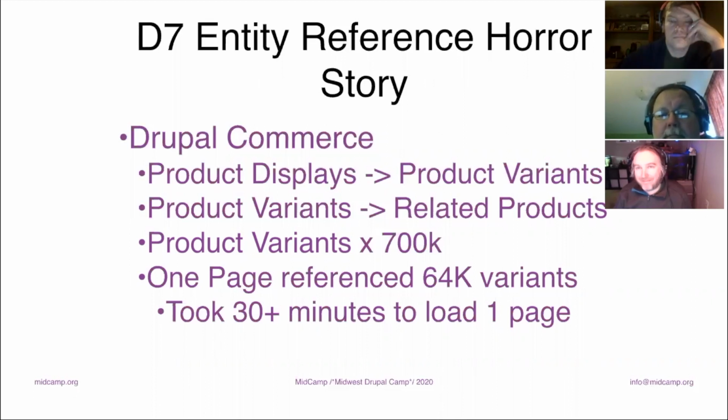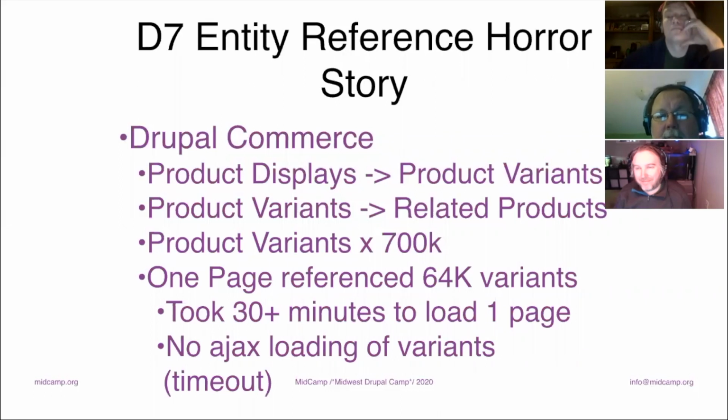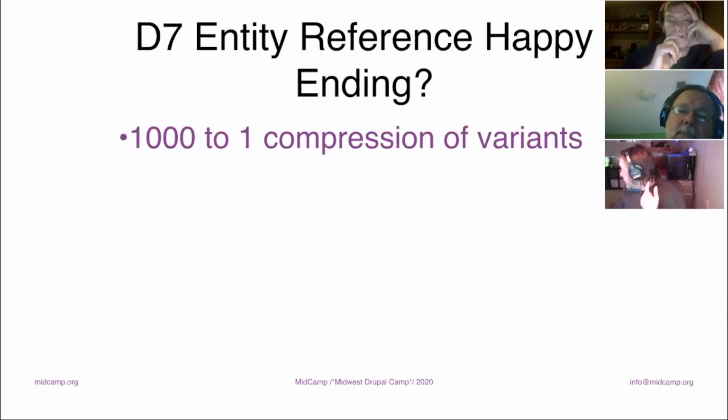And then once the page was cached, you couldn't do any AJAX on the page to do things like change product variation because each product variation load had to go through this same sort of process. And so it was just absolutely positively not going to work ever for them. So I came in, I took a look at what was going on here, and the way we fixed this was we actually just changed some elements of their data model. And by doing this, we actually got 1,000-to-1 compression of variance.